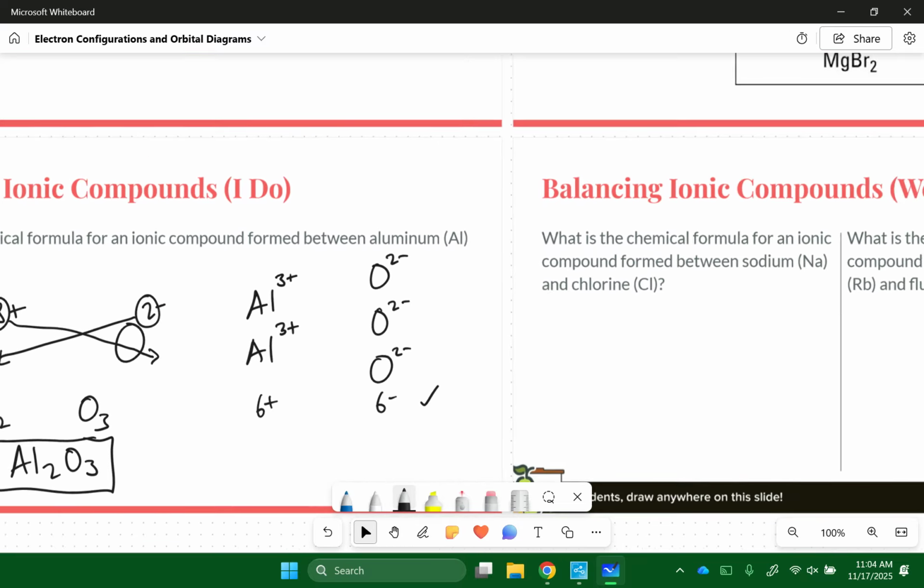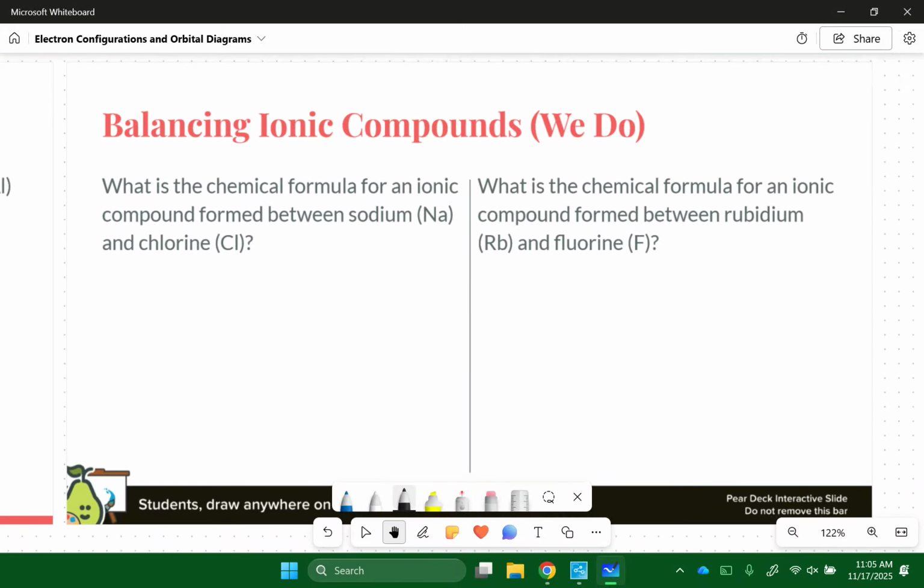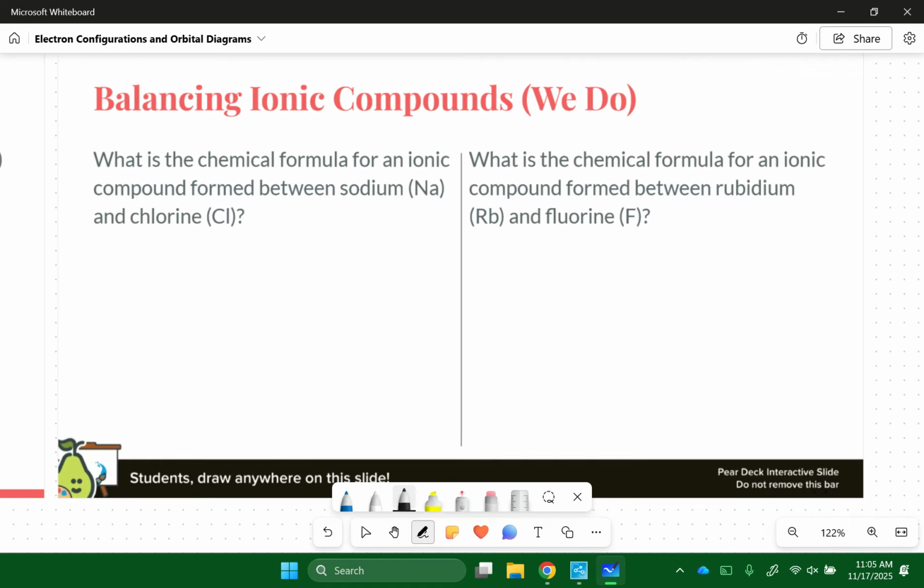Okay, let's try a we do one. So here's what you're going to do. On your pair deck, you're going to do the one on the right. I'm going to do the one on the left. So what I want you to do is mimic my steps here to make sure that you get it correct. So it says, what is the chemical formula for an ionic compound formed between sodium and chlorine? So I've got sodium, I've got chlorine.